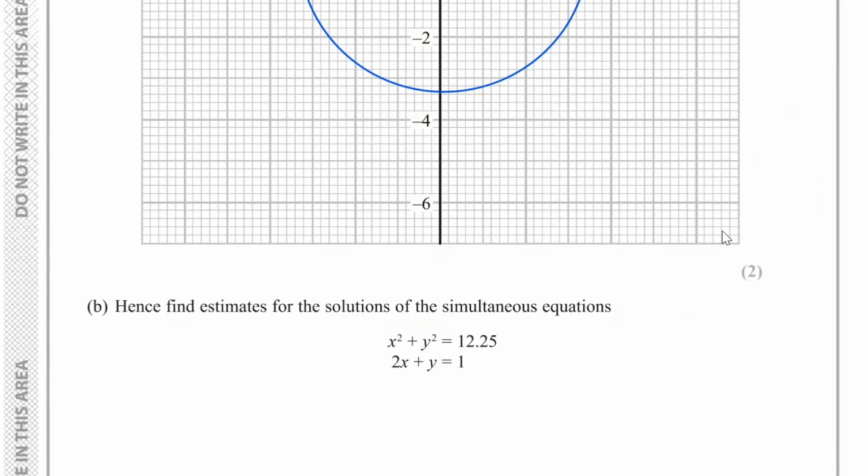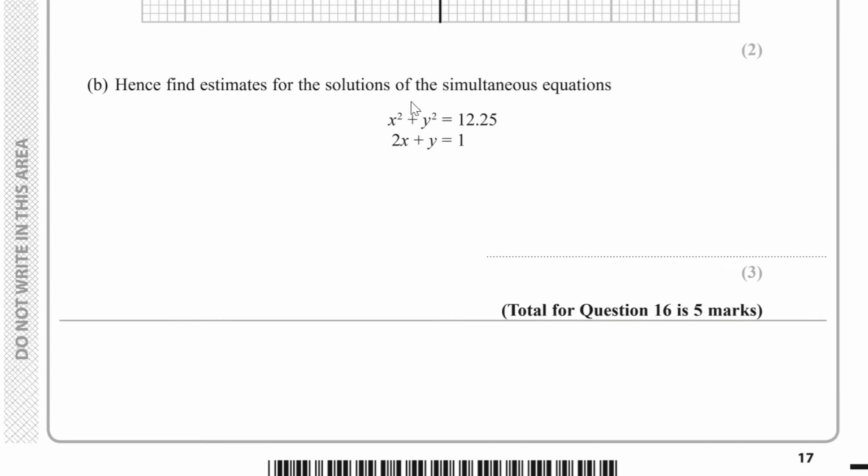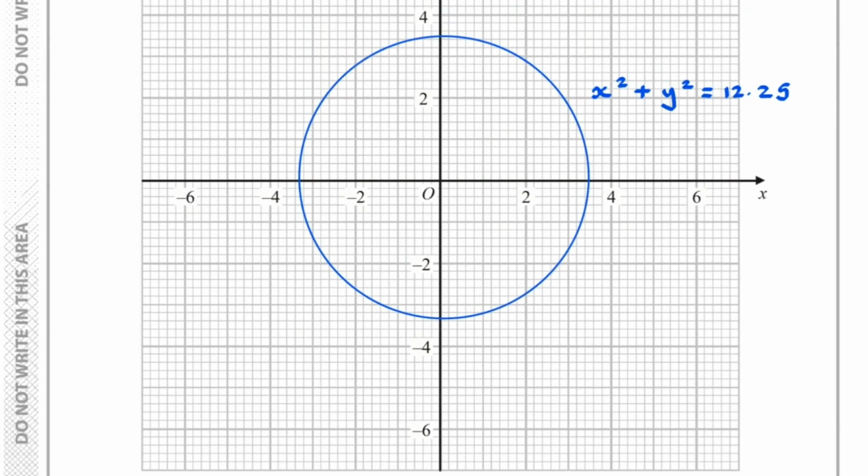12.25. And then for part B, hence find estimates for the solutions of these simultaneous equations, x squared plus y squared equals 12.25 and 2x plus y equals 1. Well, from here I can write this in the form y equals mx plus c to find an equation of the straight line. That will be y equals minus 2x plus 1, gradient of negative 2, y-intercept of 1. We need a straight line that satisfies those. So it crosses at minus 1, gradient of negative 2, so for every 2 we go down, we go 1 across.